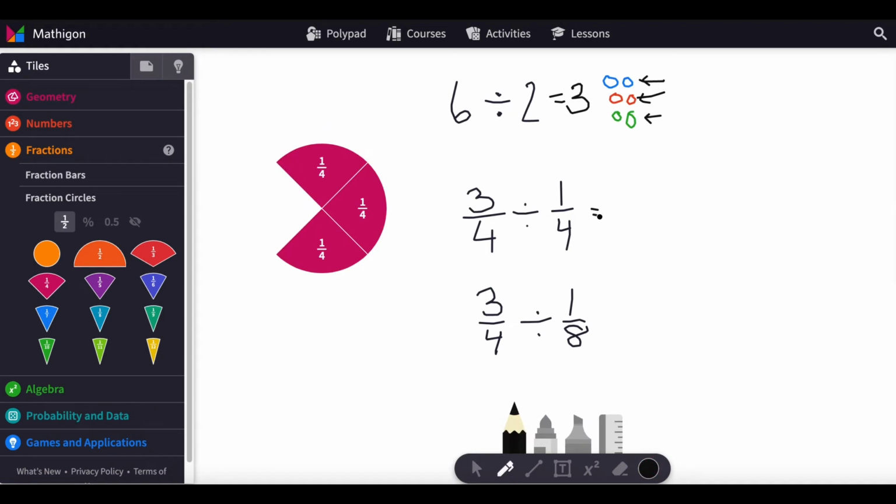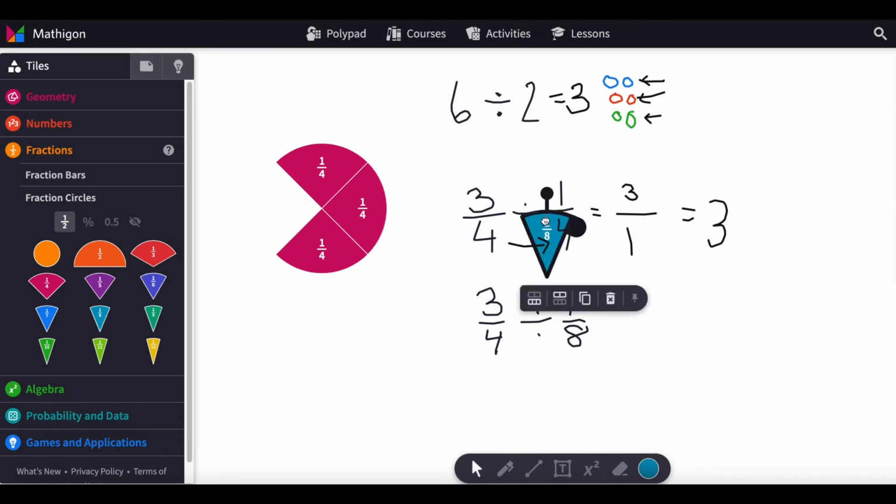But to get that 3, if we didn't have the picture, we could divide straight across as long as the denominators are the same. 4 divided by 4 is 1. 3 divided by 1 is 3. And 3 over 1 is 3 divided by 1, which is 3.